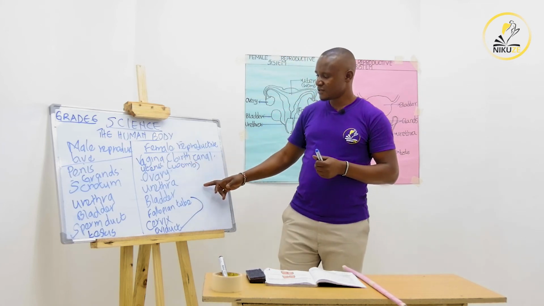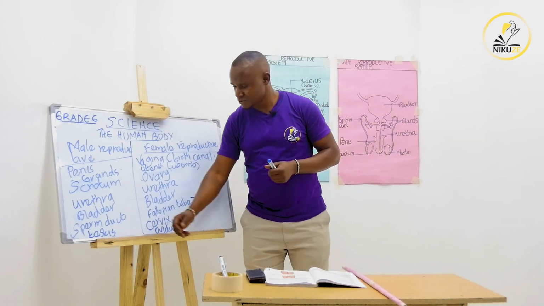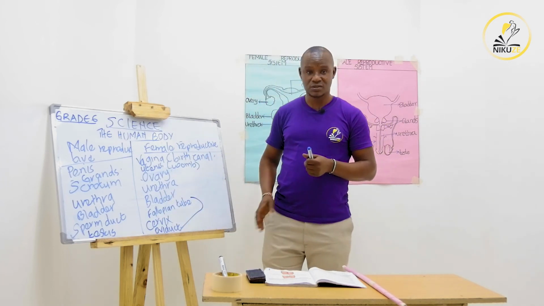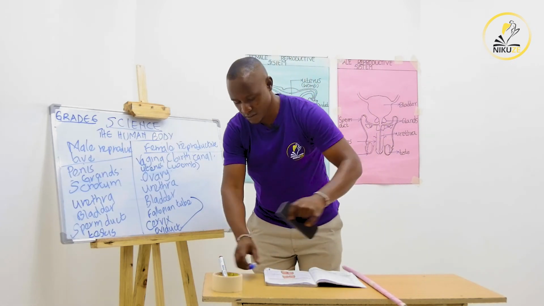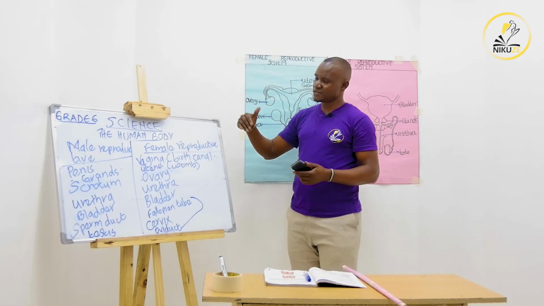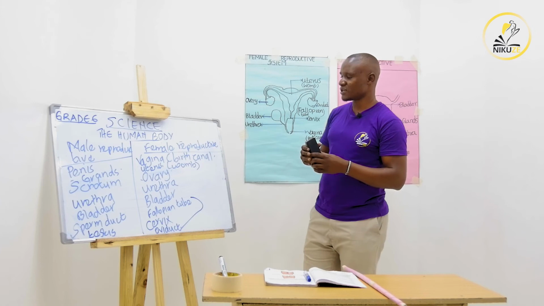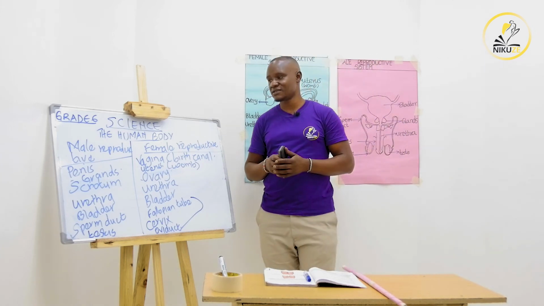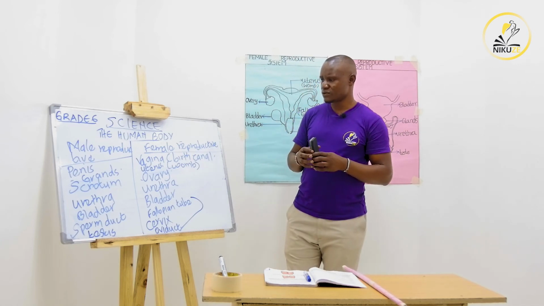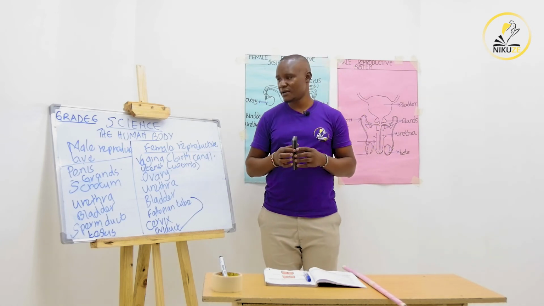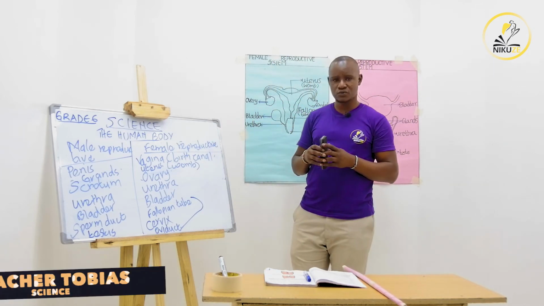Instead of ovaries, the male has got the scrotum, which covers the testes that produce the male sex cells, which are the sperms. Now those are some of the differences, or the similarities, related to the male reproductive system and the female reproductive system. Now based on that, there are things that we have to remember, because our subtopic is coming to an end. There are things that we have to put in mind.